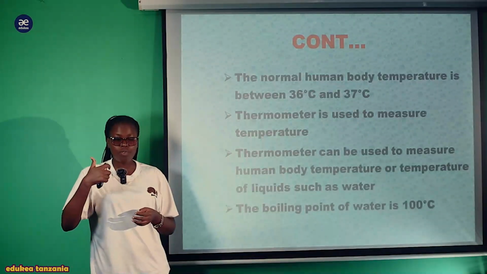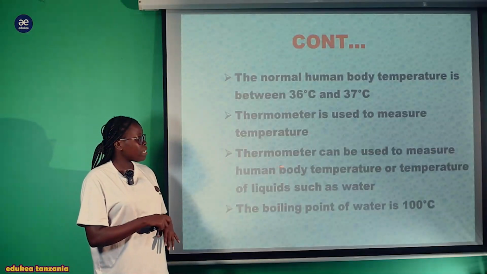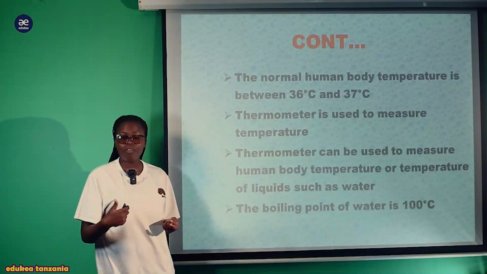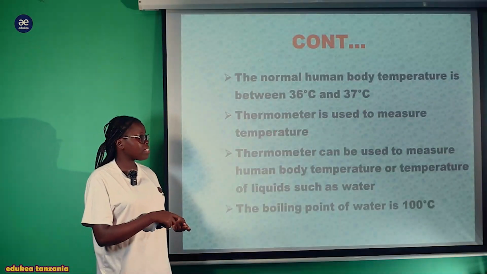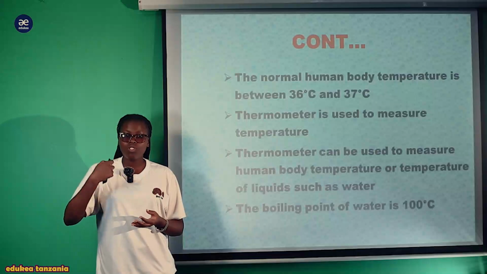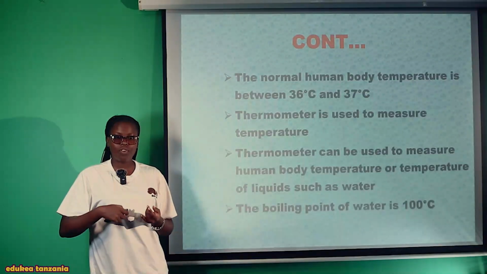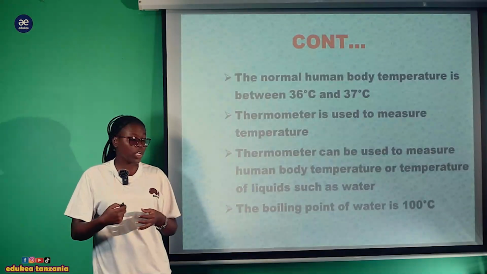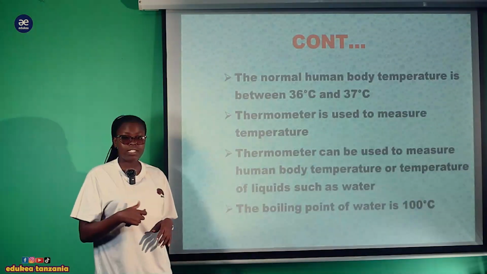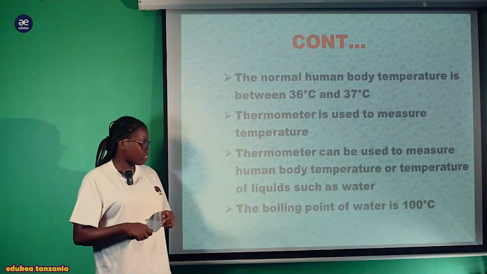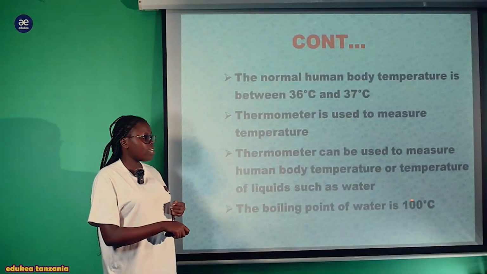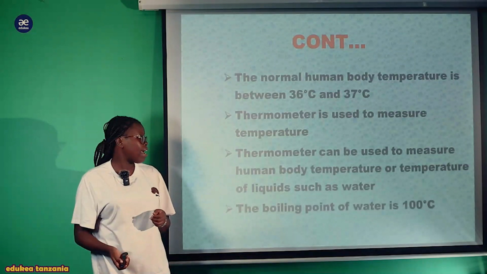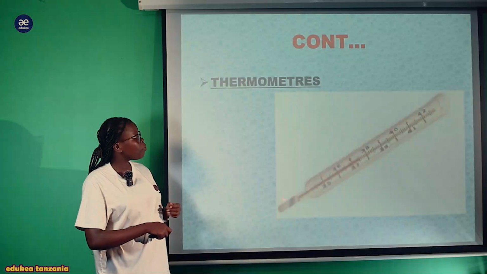Kwa mfano ikiwa maabara tunatumia thermometer kwa ajili ya kuangalia joto la particular liquid. Kwa mfano kama ni maji, sana sana tunatumia maji, au kama kuna alcohol, kama kuna mercury, we do use this thermometer to measure the temperature of that particular substance. And the boiling point of water ni 100 degrees Celsius. This is the standard boiling point of water. Haizidi hapo. And this is an example of the thermometer. Hii hapa ni example ya thermometer. Mara nyingi tunaikuta hospitalini, ipo vile vile ukienda katika maabara za shule utaikuta thermometer.